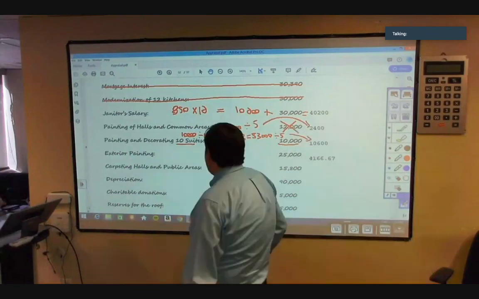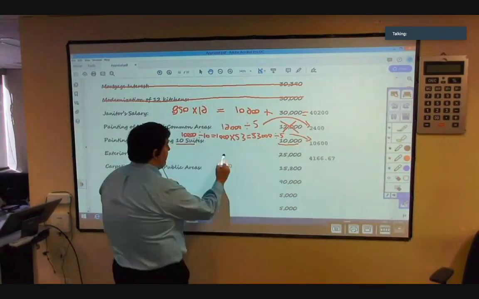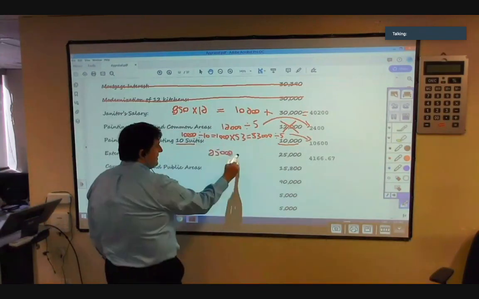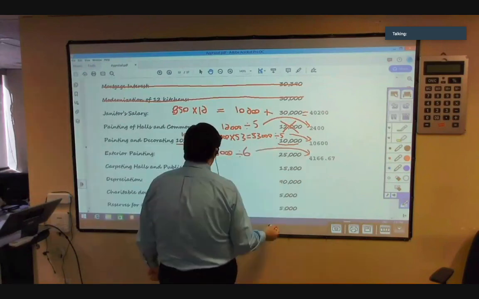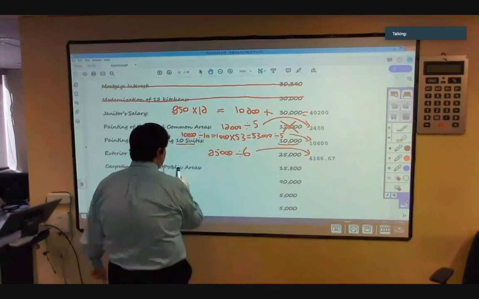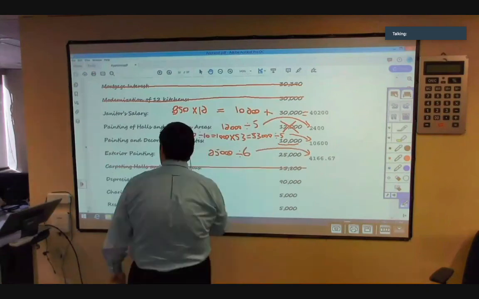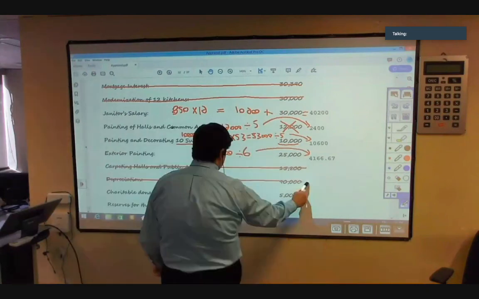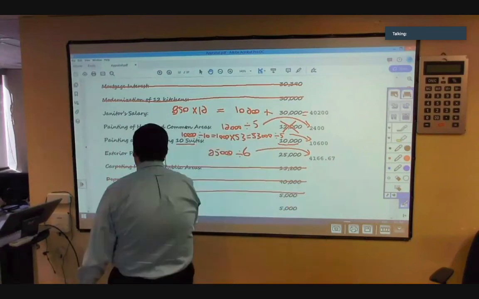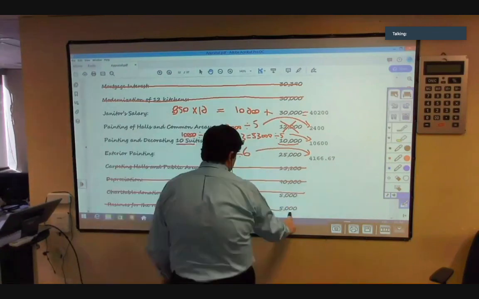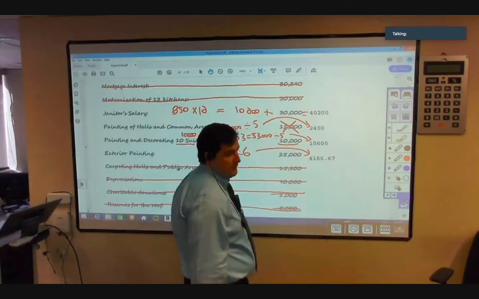Exterior painting is going to cost you 25,000. But if you look at the next page, they say every 6 years they paint the exterior. So that's going to be this much. Carpeting is renovation, you don't include that. Depreciation is not our business. Charity you're paying is not our business. Reserve you keep for a roof is not our business. So you're not going to include these.